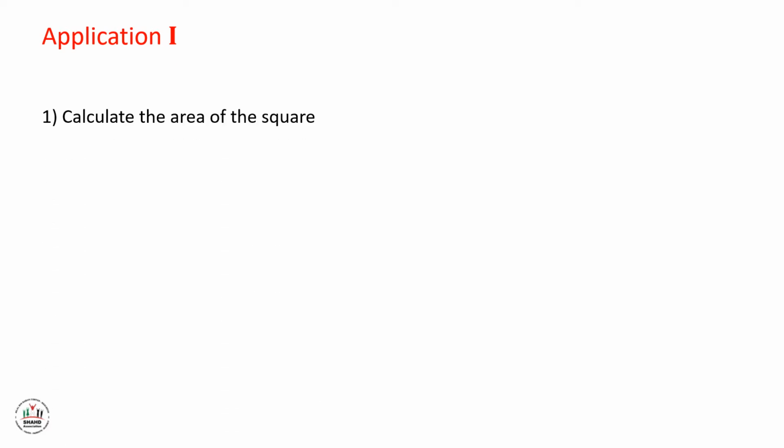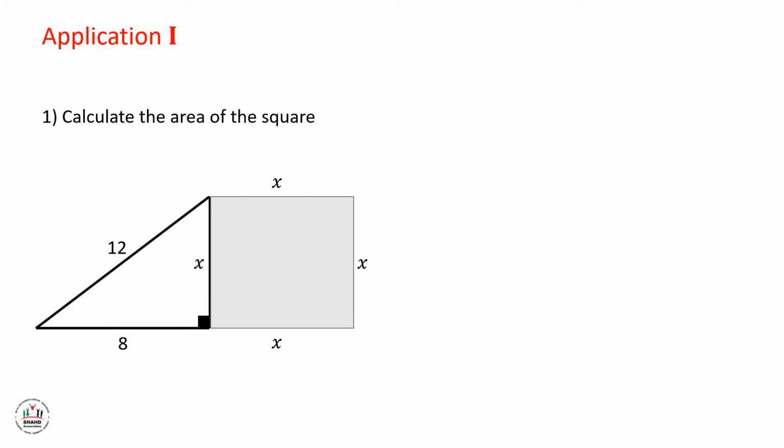Applications. Calculate the area of the square. بدنا نحسب الاريا للشيدد square. بما انه عندنا right triangle so we can use Pythagoras theorem. And we can write 12 square equal to 8 square plus x square.